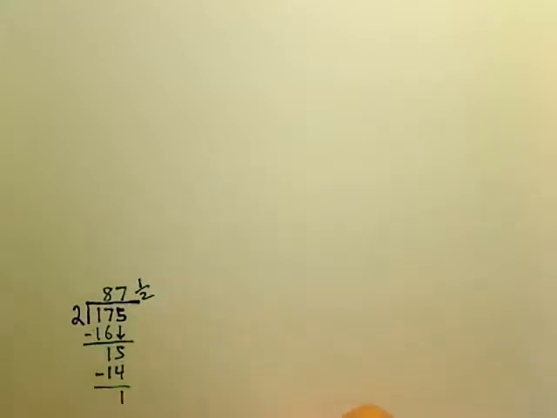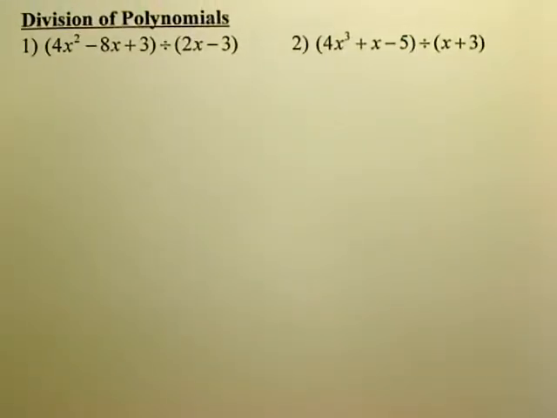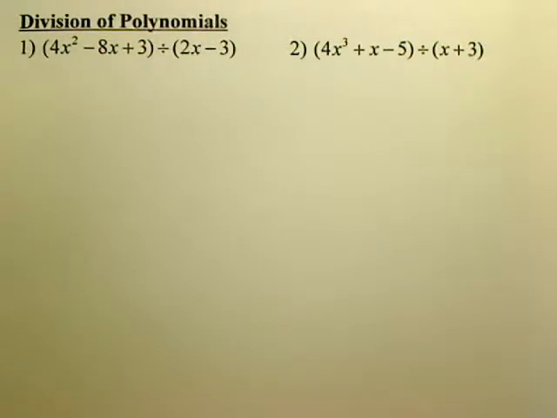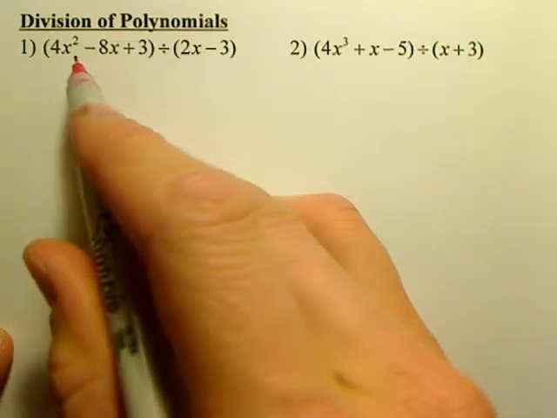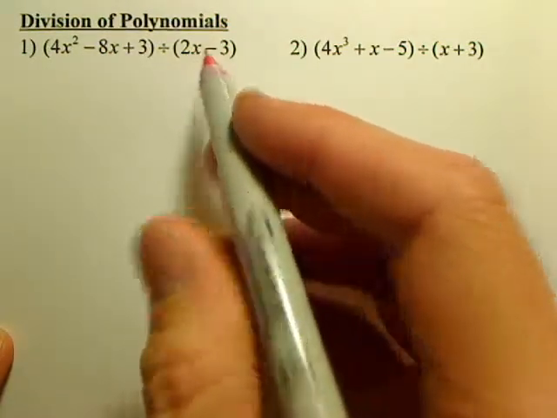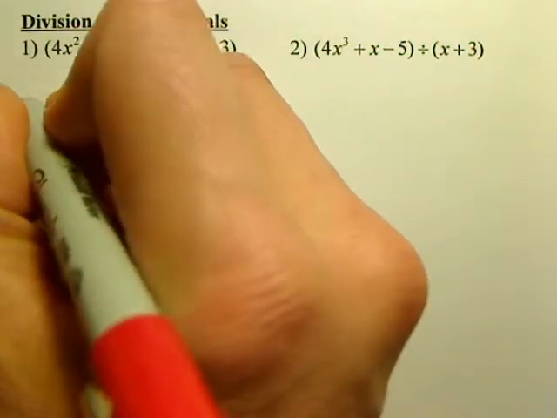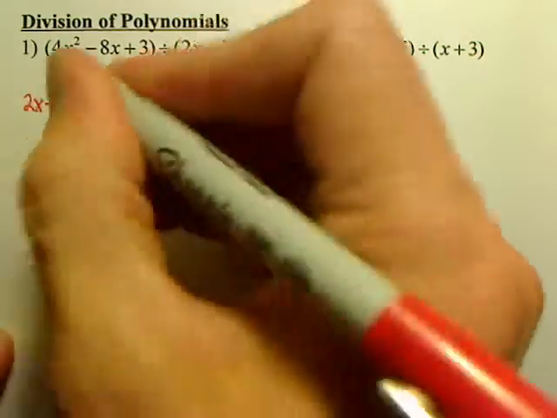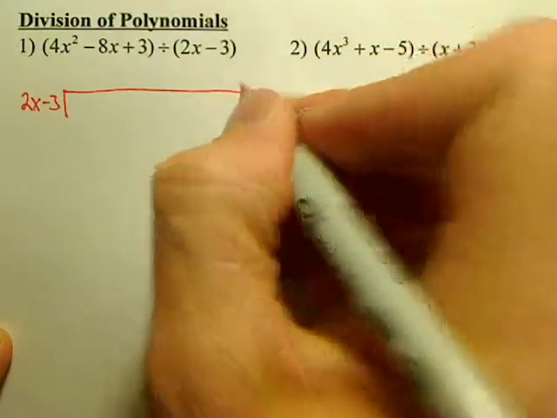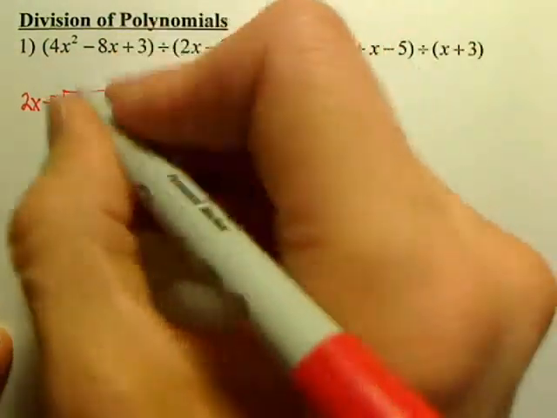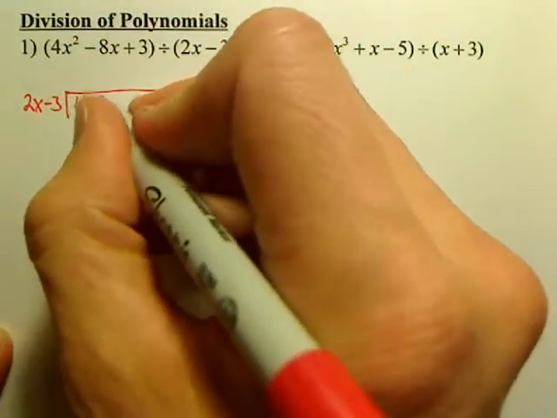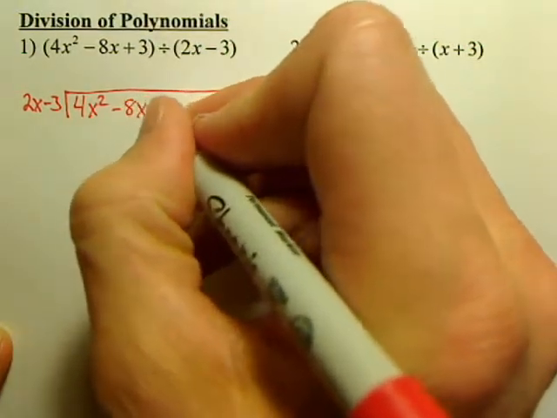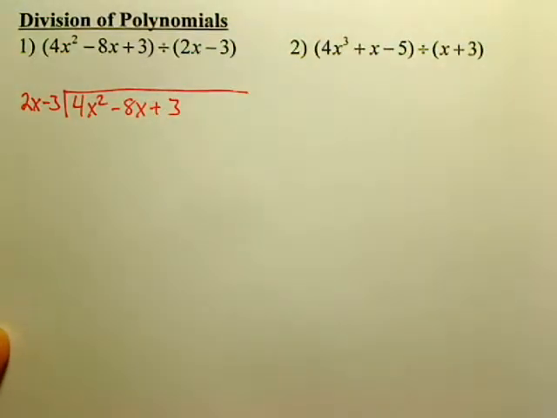Anyways, we're going to use this concept of basic long division with these beautiful polynomials. I know you might not think they're beautiful. I do. I'm weird like that. Okay, so here we go. We're going to long divide these. So this is the divisor, so we're going to have 2x minus 3 on the outside. You're dividing 4x squared minus 8x plus 3 by 2x minus 3.